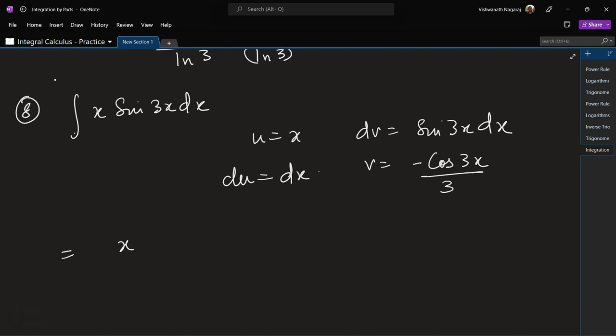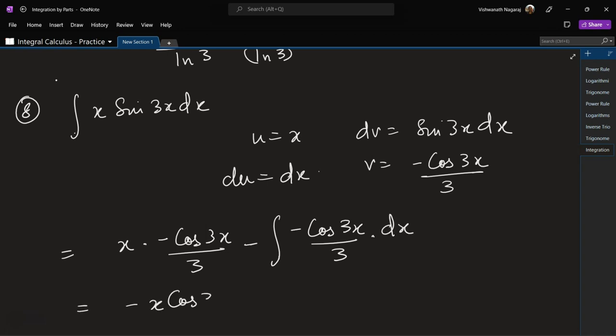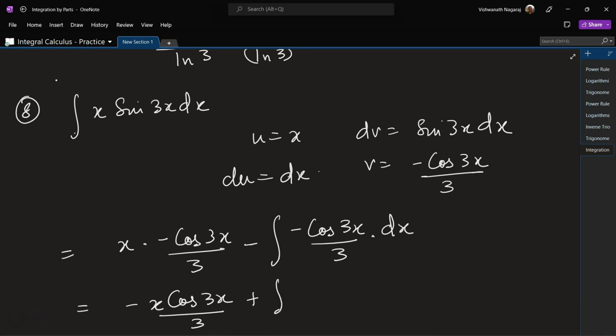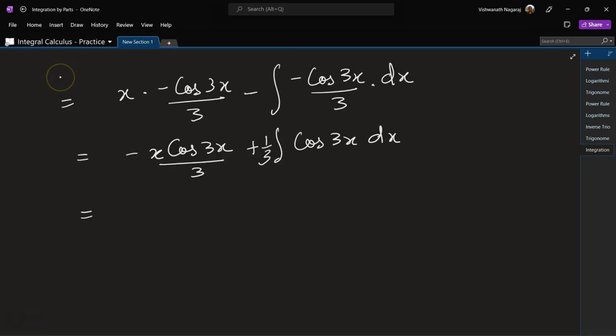uv. So x times minus cos 3x by 3 minus integral of v du. So minus cos 3x by 3 times, the du, so this will be dx. Okay, so minus x cos 3x by 3, minus times minus is plus, 1 by 3 we can take it out. So we have cos 3x dx. Now we have to integrate.